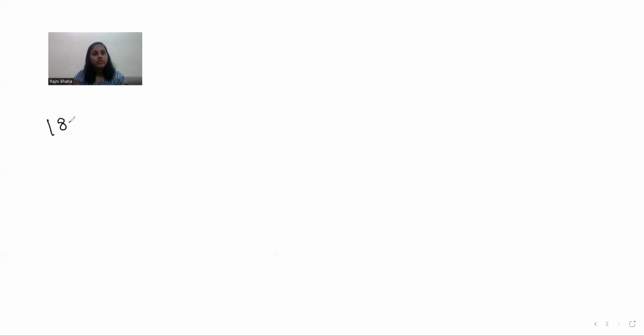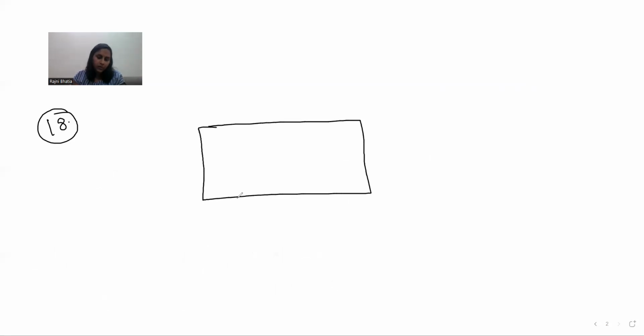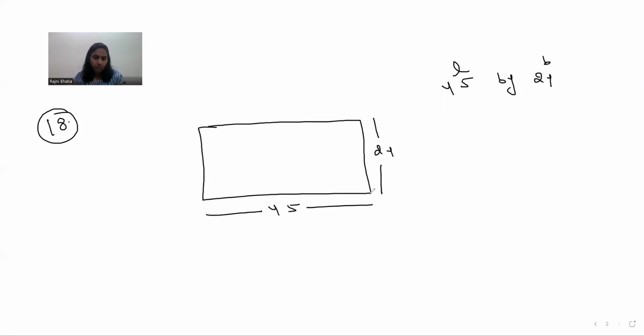Now, if we look at question number 18 of exercise 6.5, this is very similar to what we did in question 17. In question 18, it has been given that there is a rectangular sheet of tin 45 centimeter by 24 centimeter. Whenever it is given this by this, it means this is our length and this is our breadth. This is a rectangle where length is 45 centimeter, breadth is 24 centimeter.